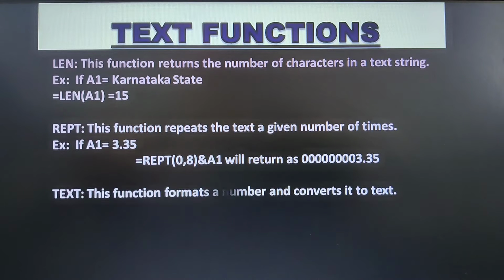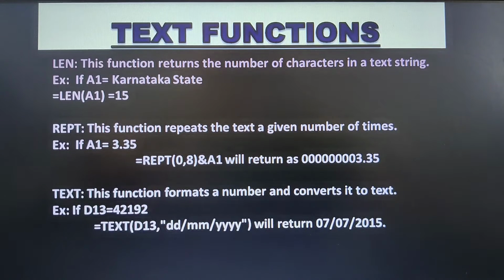Moving on to the next function, that is text function. Text function would help you to format a number and convert it to the text. That means what? The numbers, say for example 5. 5 will be in the number format. If the number 5 is in the number format in a cell, then you can use that 5 for the calculation. But what if that 5 is in the text format? Then we cannot use it for the calculation. So if I want to convert the number format to the text value, then you can use the text function.